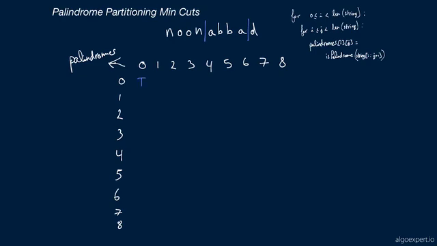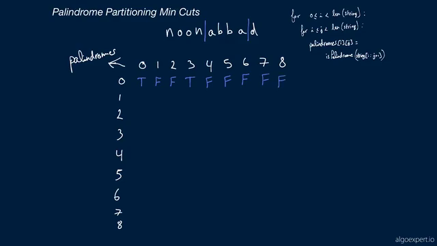Then, is no a palindrome? No, it's not. Is noo a palindrome? No, it's not. Is noon a palindrome? Yes, it is, right? Noon, as we stated in the solution here, is written the same forward as backwards, so this is going to be true. Noona is not a palindrome. Noonab is not a palindrome. And then I believe none of these are going to be palindromes.